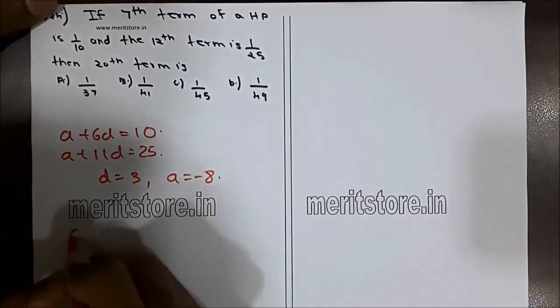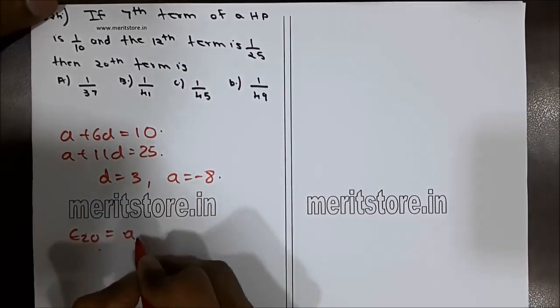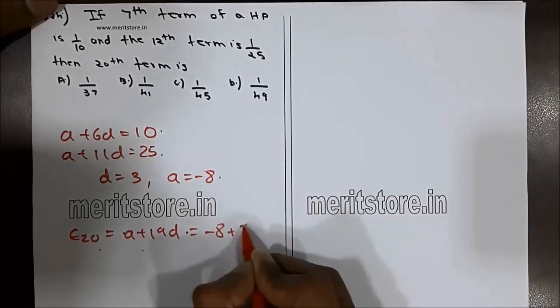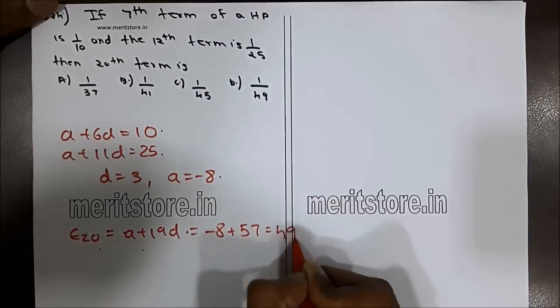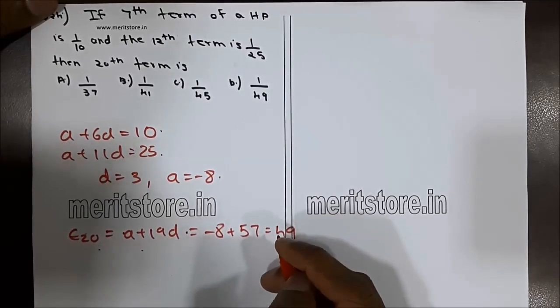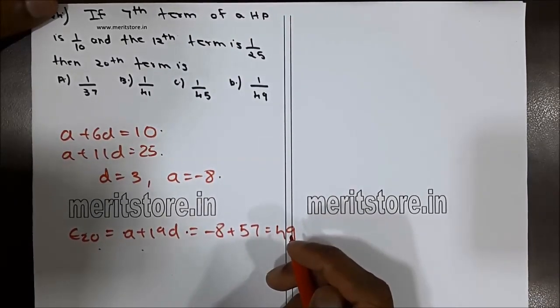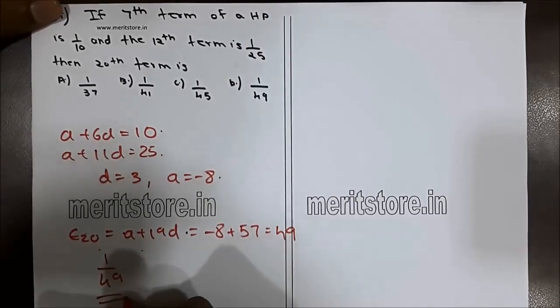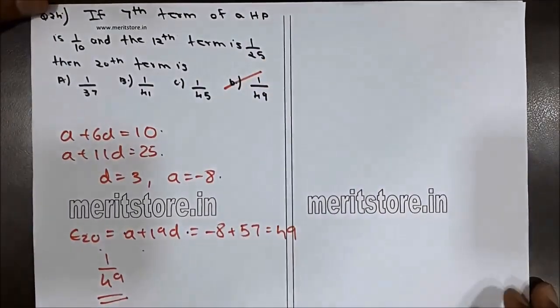So T28 is equal to a + 27d, which is equal to -8 + 81, which is equal to 73... Therefore, the corresponding term of the HP is as computed in the original solution: T20 = a + 19d = -8 + 57 = 49. Hence the 20th term of the corresponding HP is 1/49, which is our option D. Therefore, the answer is as stated: option B.